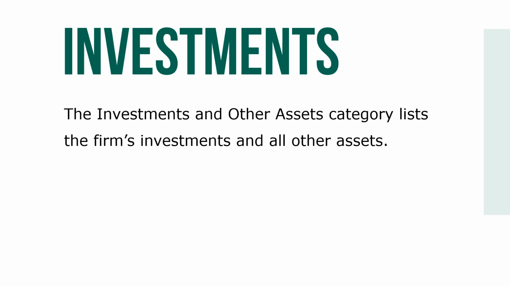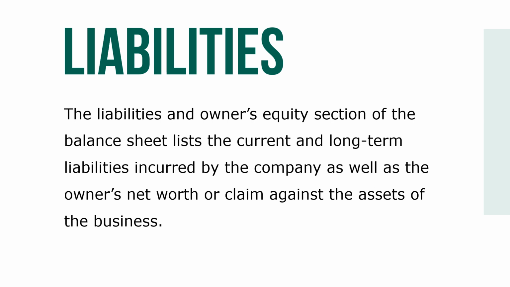Investments and other assets is a category that lists the firm's investments and all other assets. The liability and owner's equity section of the balance sheet lists the current and long-term liabilities incurred by the company, as well as the owner's net worth or claim against the assets of the business. From the accounting equation, it is the difference between the total assets and the total liabilities.